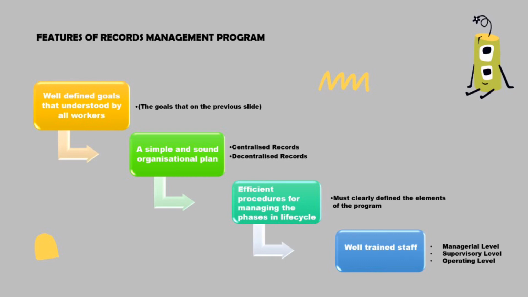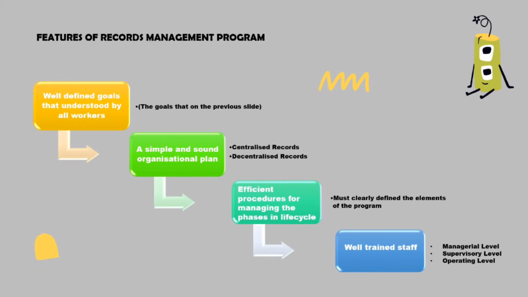After that, efficient procedures for managing each of the 5 phases in the records life cycle. The organizations must clearly define the elements of the program to achieve the objectives or goals of a records management program. And lastly, a well-trained staff.